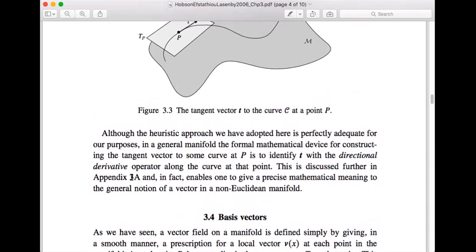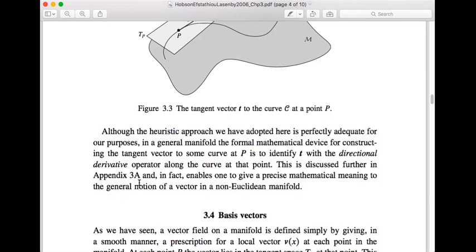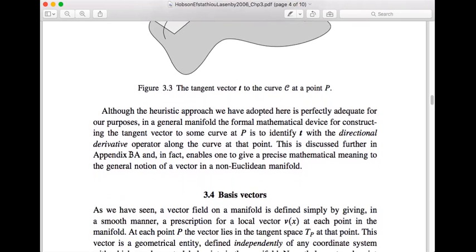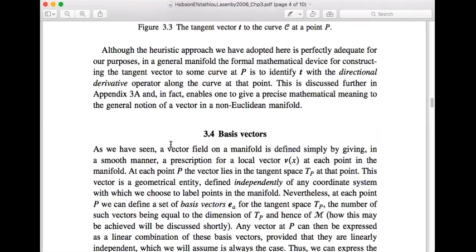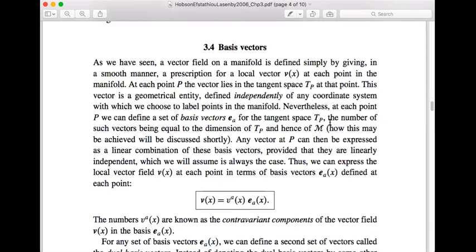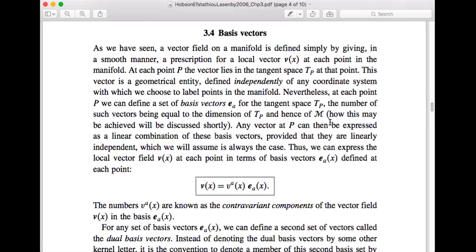If you're curious about that, I would encourage you to have a look at Appendix 3A. I haven't given it to you. You'd have to go to the library and get this book out of the library, and look at Chapter 3, the end of the chapter. He has an appendix for that chapter that explains the directional derivative and the definition of a vector. But the approach we've taken is sort of good enough to have a physical feeling for what we're doing.